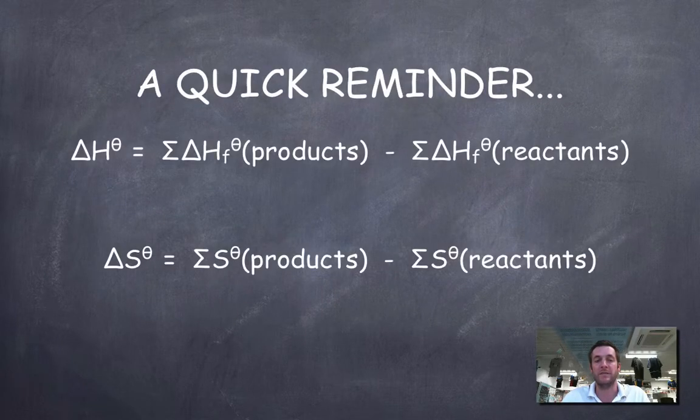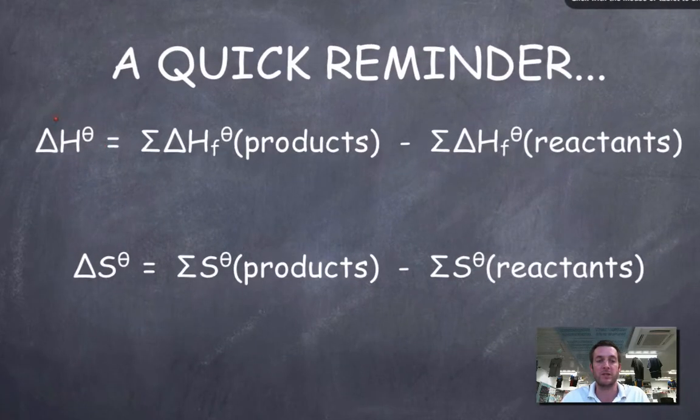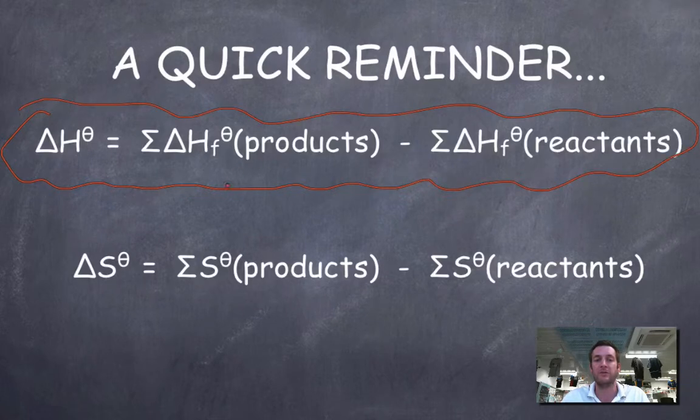Right, what have we got left? Oh yes, a quick reminder of how we used to calculate enthalpy changes all that time ago, when we first learned a formula for calculating the enthalpy change if we were told the standard enthalpies of formation. We had this formula here which said that you can calculate the enthalpy change for any reaction if you know the enthalpies of formation of the products and the enthalpies of formation of the reactants.